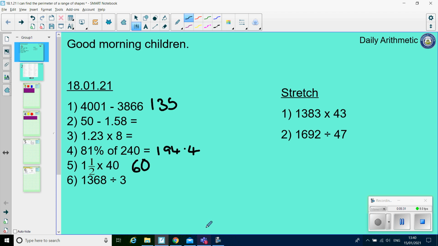Okay. And question 6, it's a short division. So we would use the bus stop method.